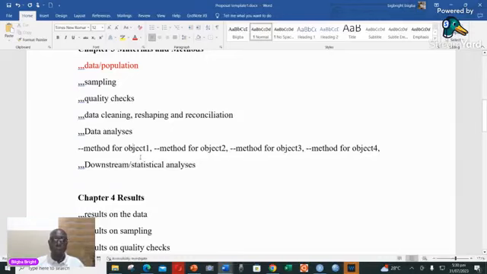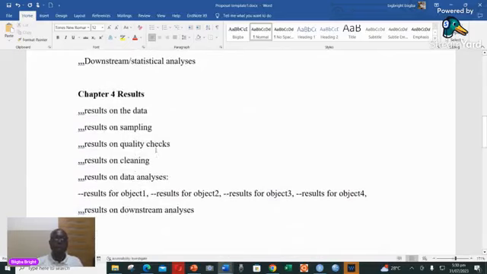It follows one after the other. Method 1 is answering objective 1, so you are going to use that particular method to address objective 1. Method 2 is for objective 2, and in that case, now you have finished. But that may not be all. Then you go down to downstream.